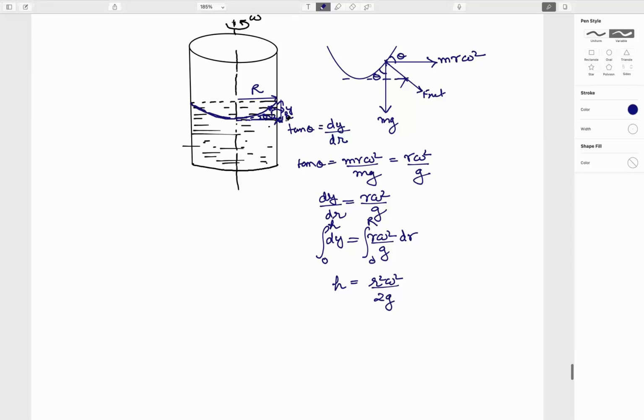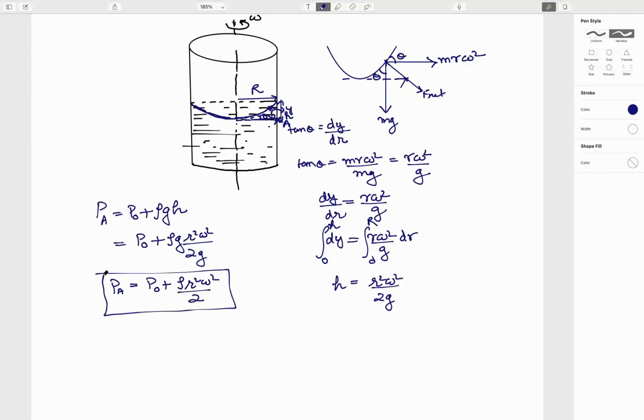The pressure at this point A is P naught plus rho g h. P naught is the atmospheric pressure, plus rho g h, where h is r square omega square by 2g. So P A comes out to be P naught plus rho r square omega square divided by 2.